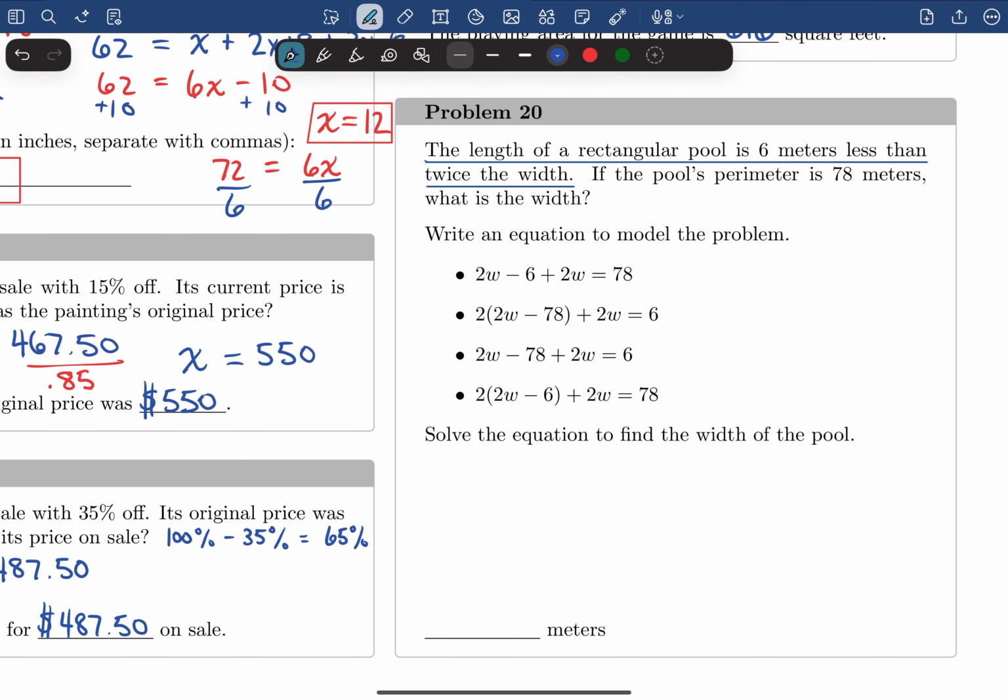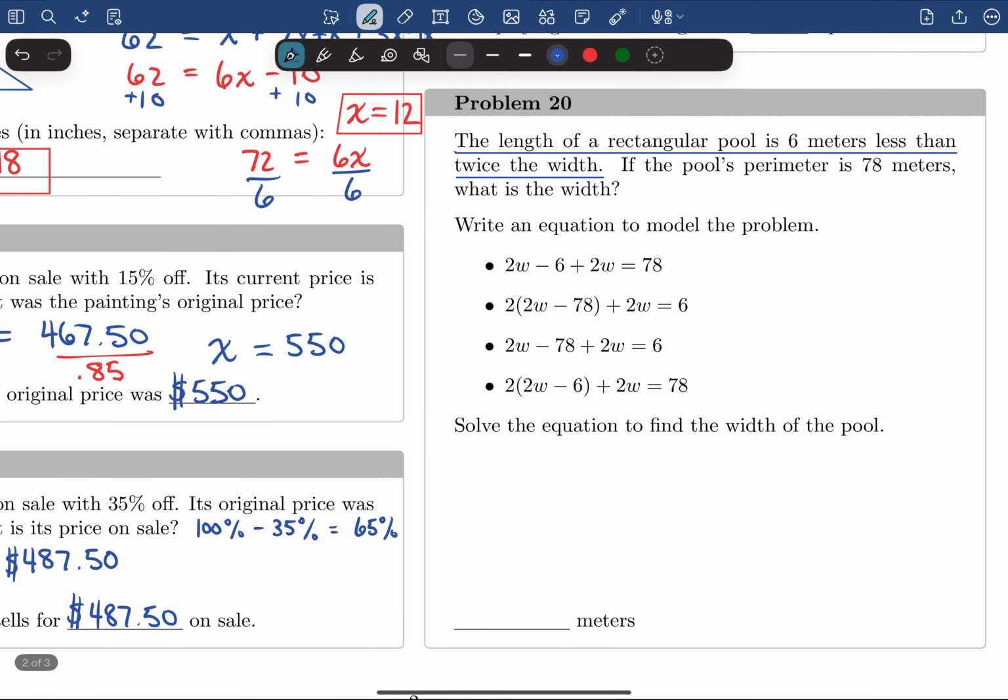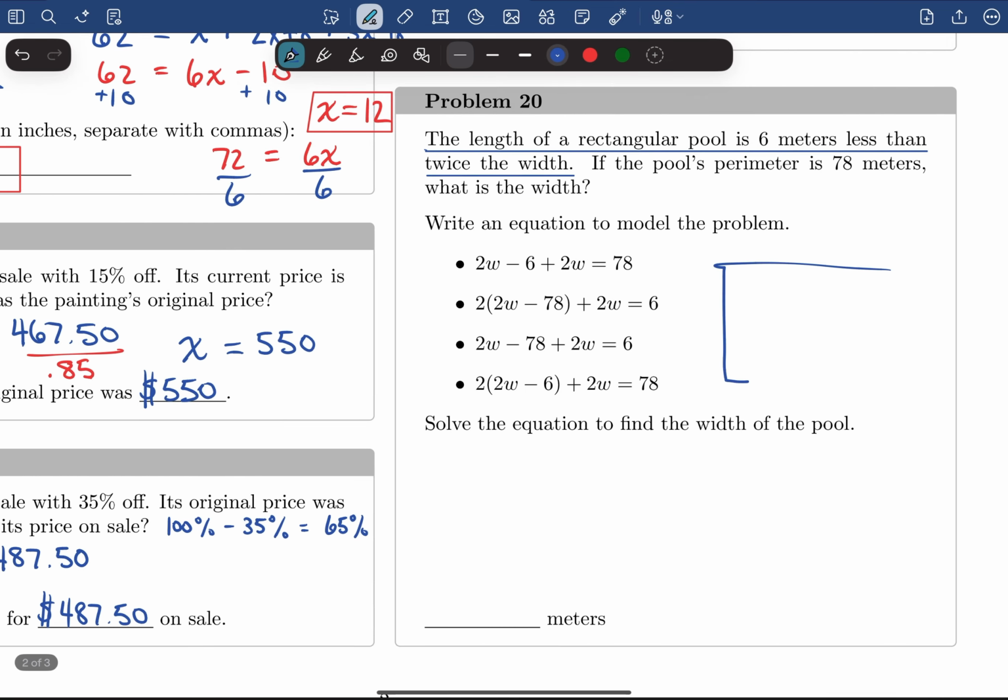So first of all, we're talking about the length and the width of a rectangular pool. So maybe I create a little diagram of a rectangle. Okay, here it is. And I've got information about the width, but the length, it says, is 6 meters less than twice the width. So I'm going to write the length as 2 times the width minus 6.